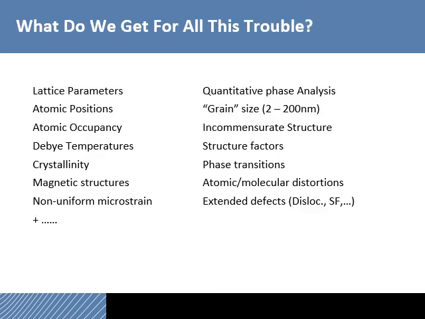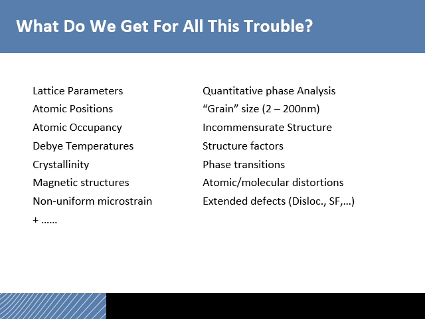So what do we get for all this trouble? You can read the list yourself. You can see that there's a lot of information you can get out of a Rietveld refinement. For the most part, as you go down the list, obtaining that information becomes more and more complicated and can involve complicated analysis and special setup to actually do the Rietveld analysis properly to give you that information.